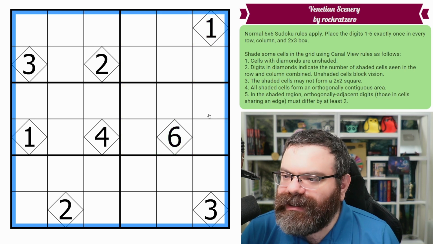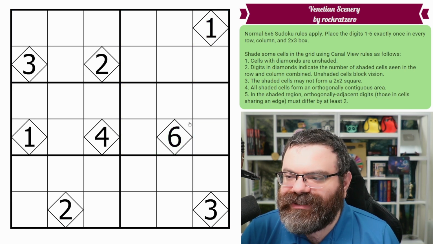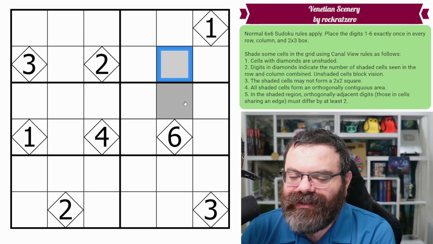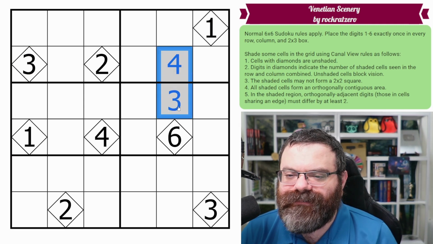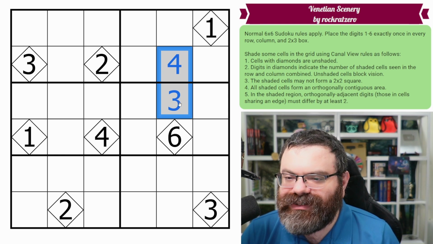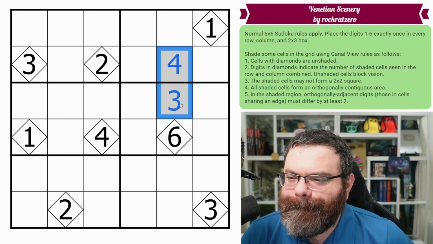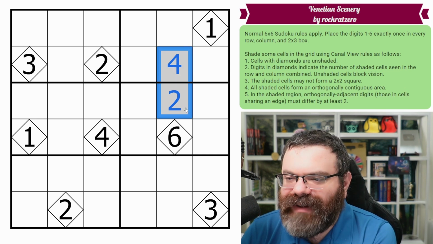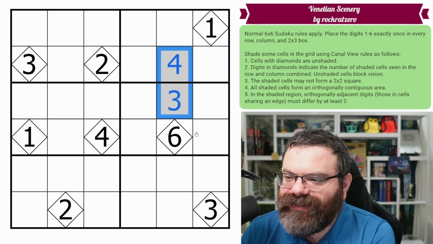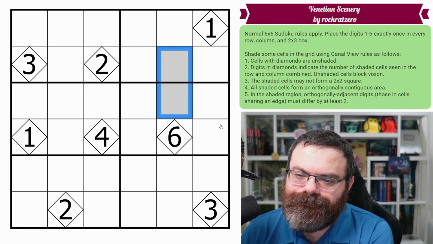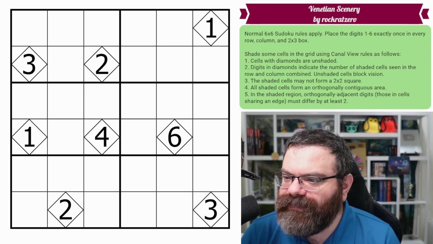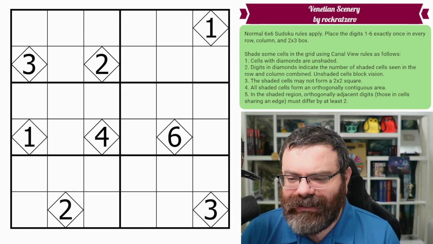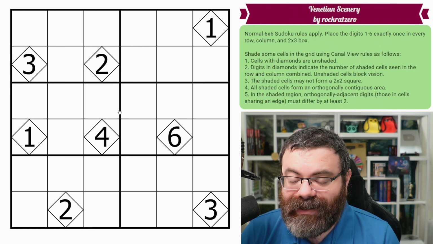All right. In the shaded region, orthogonally adjacent digits, those cells sharing an edge, must differ by at least 2. So we can't put like 3, 4 here. You can't put 4, 3 here because they don't differ by at least 2. You can also say they can't be consecutive. So we could do 4, 2 because that differs by at least 2. So within our shaded region, adjacent digits are not consecutive. All right, that's it. Those are the rules. There's a link in the description if you'd like to try the puzzle yourself. And I'm going to get started right now.